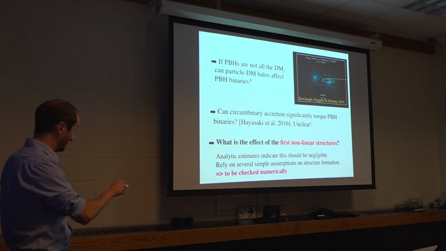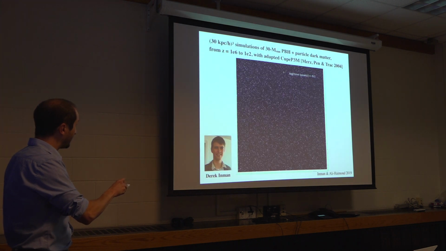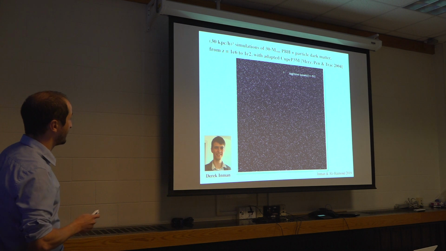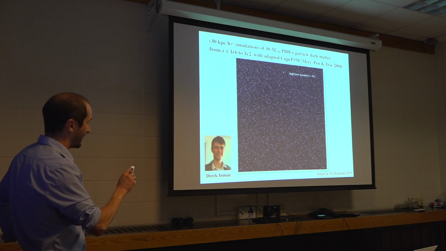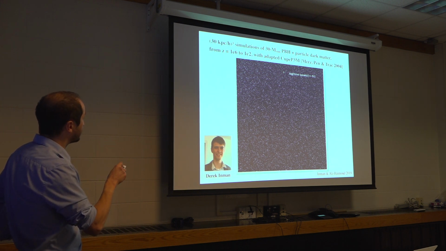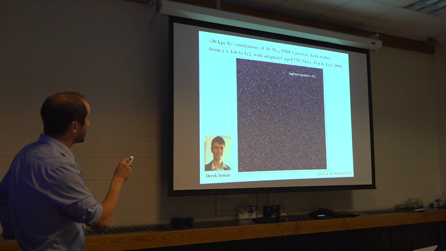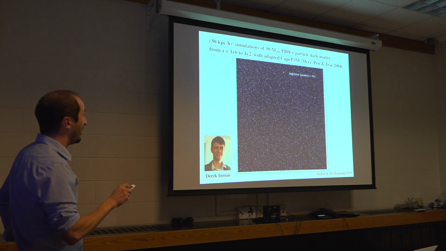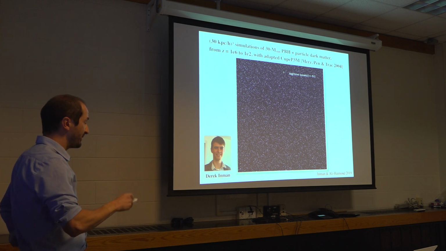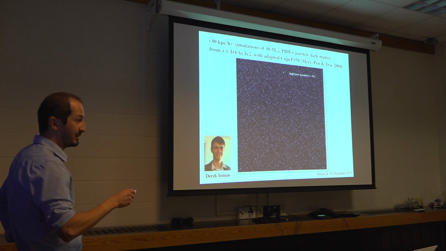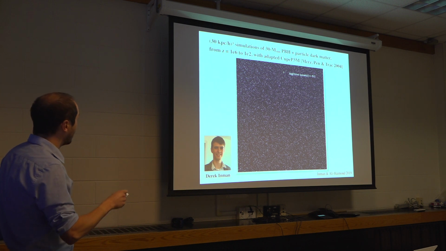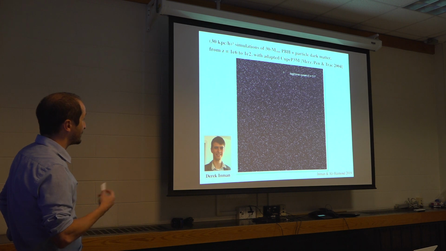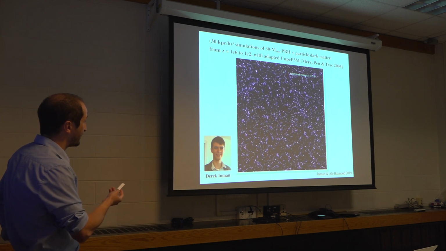check it numerically. So my postdoc, Derek Inman, motivated by this, but then I think we could have also other applications, has implemented some small-scale 30 kiloparsec cube simulation of mixed dark matter, where some of it is made of primordial black holes and some of it is made of particle dark matter. Run them from redshift 1 million to 100, just to see. This is just a nice visual of the simulation.